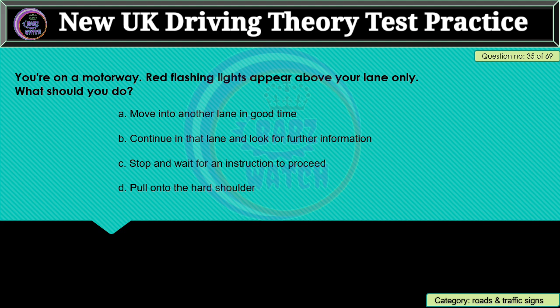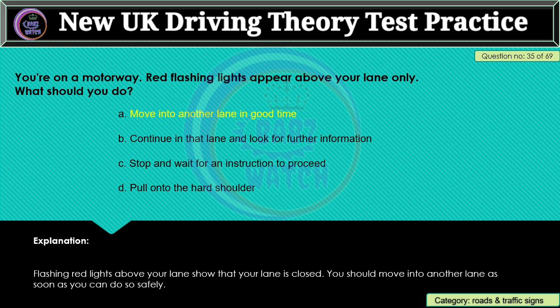Question 35 of 69. You're on a motorway. Red flashing lights appear above your lane only. What should you do? A. Move into another lane in good time. B. Continue in that lane and look for further information. C. Stop and wait for an instruction to proceed. D. Pull onto the hard shoulder. The correct answer is A.